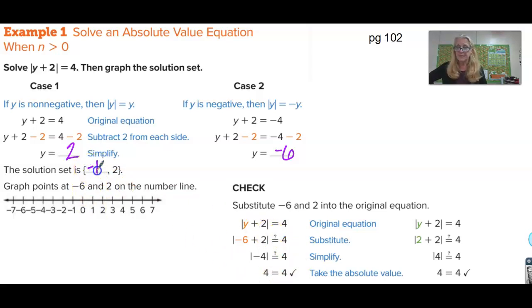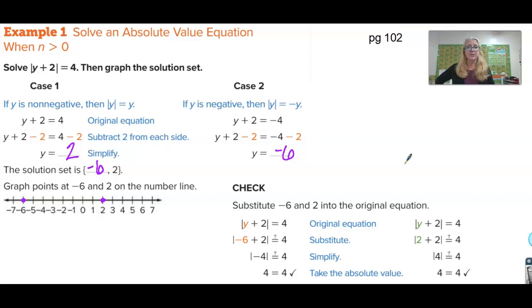We'll put -6 is the other one. They already had the 2 for me. So we graph -6 and 2 on the number line by making a dot at -6 and a dot at 2. Okay. Super fun, right? No, you're going to love this.